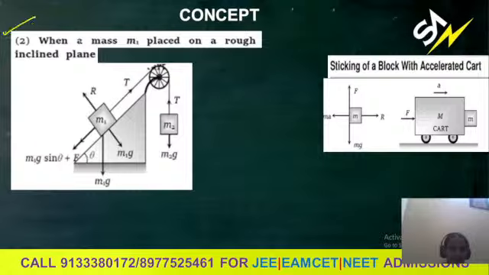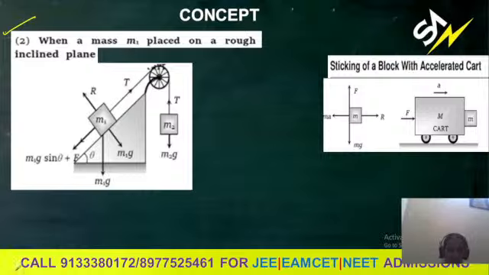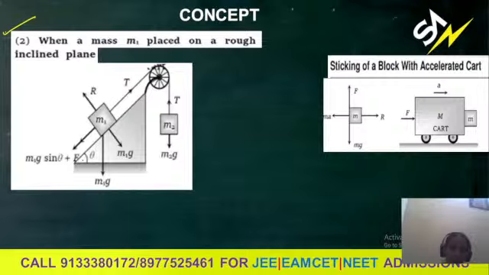Next situation: when a mass M1 is placed on a rough inclined plane. See, here also we need to find what is the minimum mass that should hang from the string so that it can start the motion. That is the situation. But here, the object is placed on a rough inclined plane, whereas in the previous situation it was placed on a rough horizontal surface. M2 is hanged. So what should be this minimum mass to start the motion?